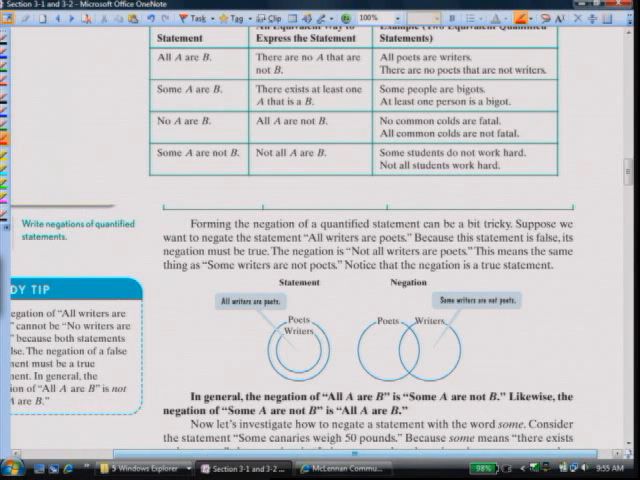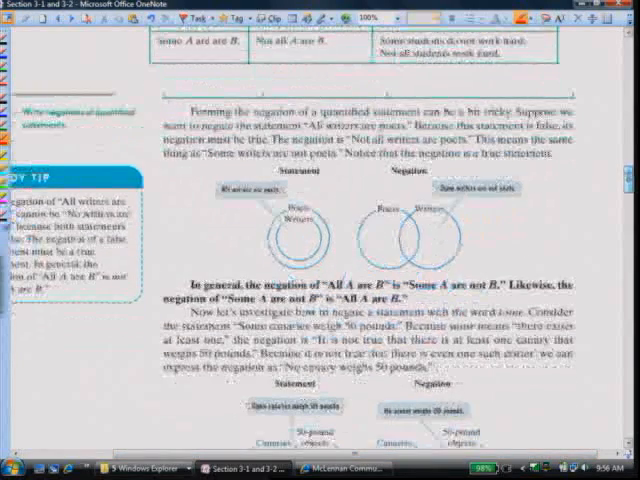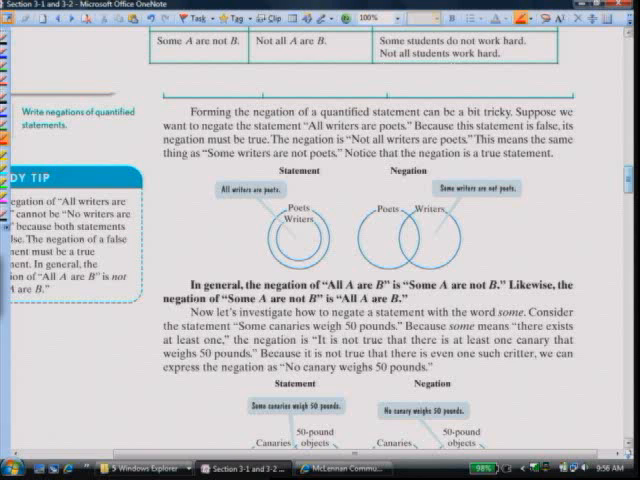Suppose we want to negate the statement, all writers are poets. Because this statement is false, its negation must be true. So the negation is not all writers are poets. This means the same thing as some writers are not poets. And we see that the negation is a true statement. So in general, the negation of all A are B is some A are not B. And the negation of some A are not B is all A are B.